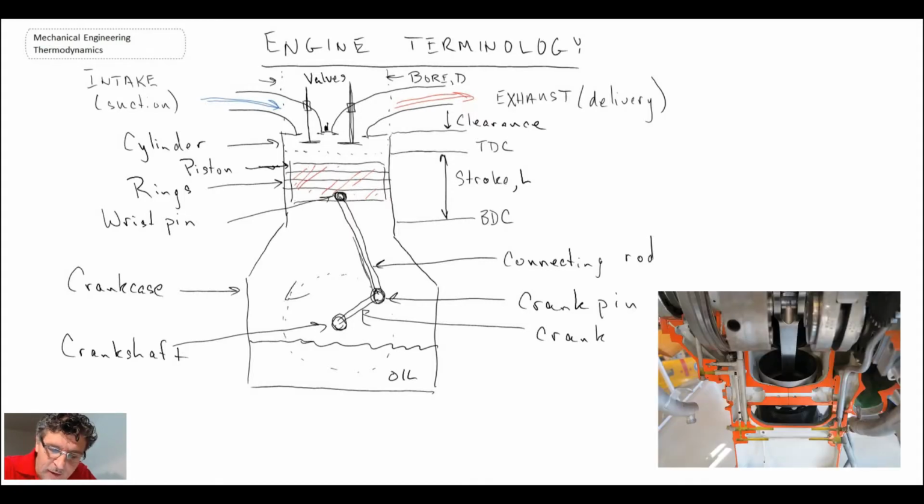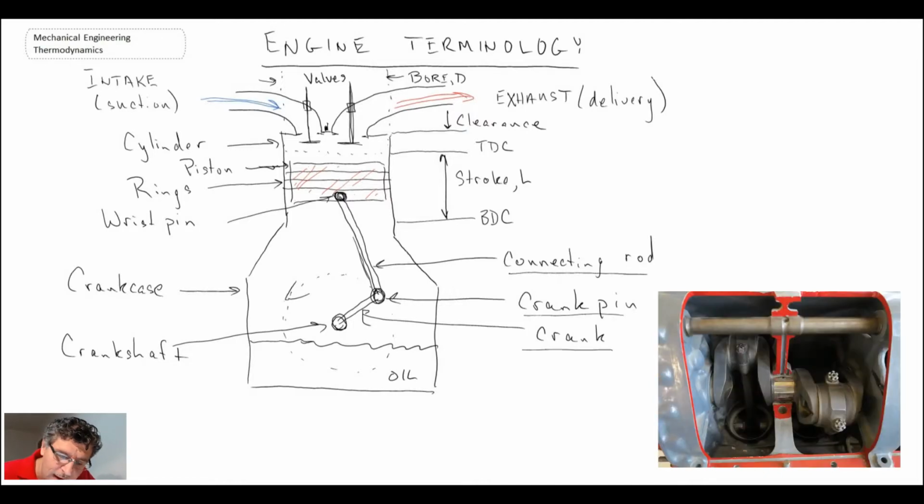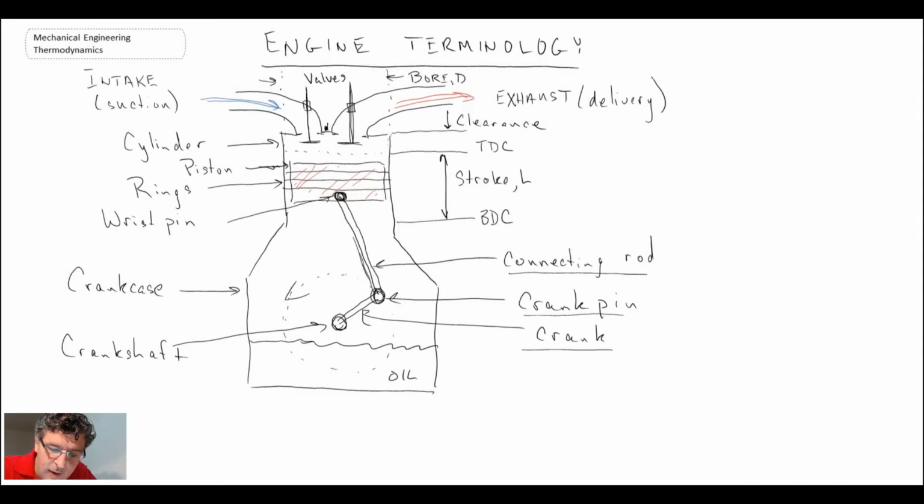Down below you'll notice the piston is connected through a connecting rod, which is shown here, and it's connected through a crank pin to a crank and a crankshaft. The crankshaft moves around, and that is what connects to the transmission of your car or whatever device you're looking at extracting power from. There is oil in the bottom, and that oil provides lubrication for the engine itself. So that's a quick schematic of the engine.